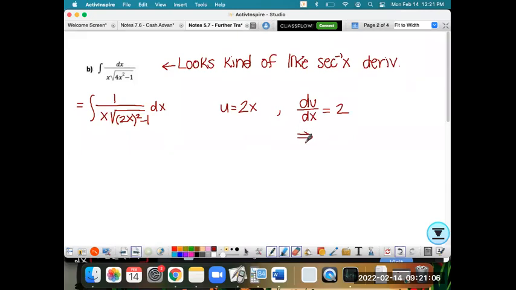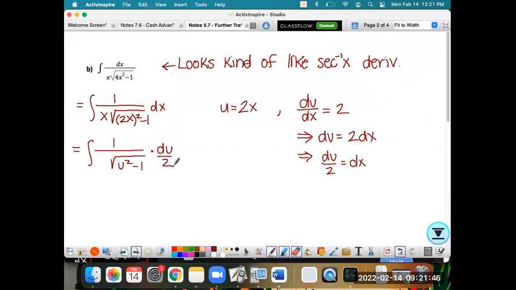I don't have, outside of where I'm replacing that u, a 2 anywhere else. So I'm going to straight up solve for dx. So we get du over 2 equals dx. Let's do some replacement. dx gets replaced with du over 2.